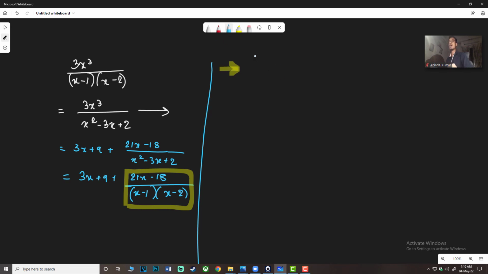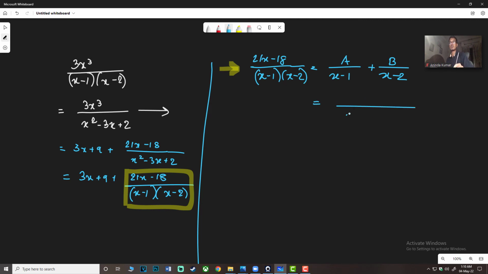How to do that? We have 21x minus 18 over x minus 1 and x minus 2. Okay, so we have x minus 1 here plus x minus 2 here, and we have A here and B here, right? So taking LCM, x minus 1, x minus 2. Now this has converted to type number 1. This is now type number 1. So we have this here, A into x minus 2 plus B into x minus 1.